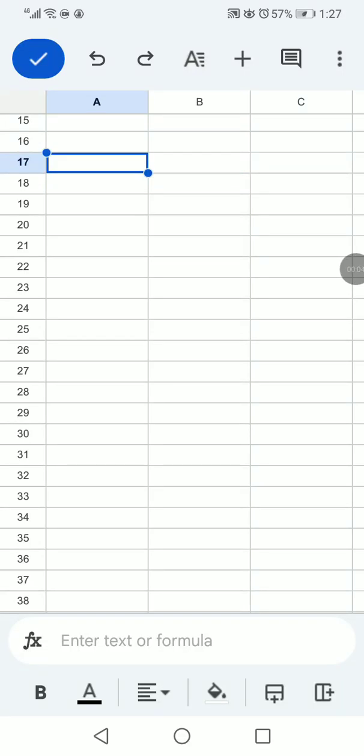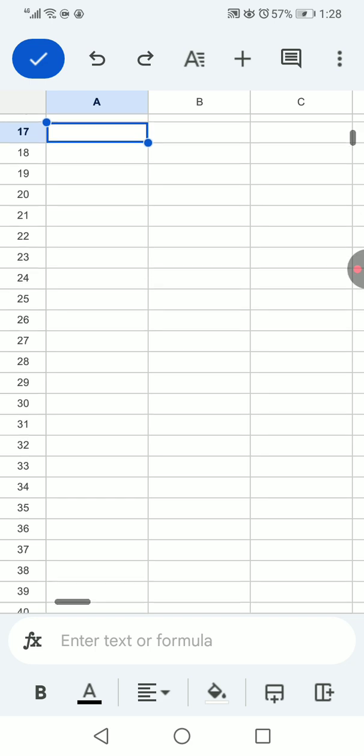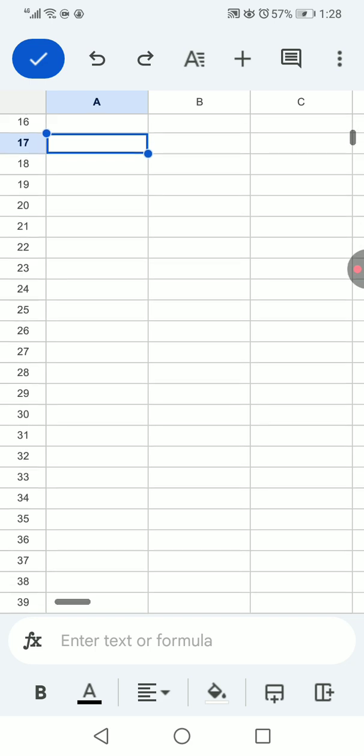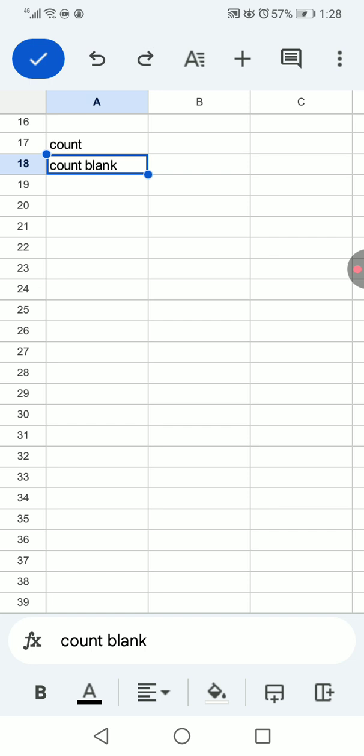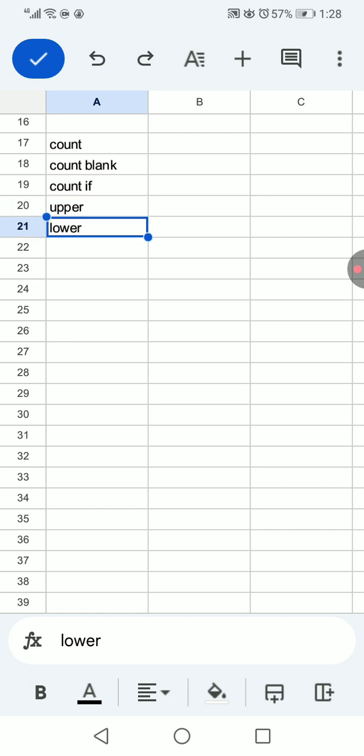Today's target is to understand 5 different commands used in Excel. Without these commands, when you use Excel manually, a lot of time would be wasted. So instead of doing that work manually, we will use these commands to save our time. First is count, then we will see count blank, and then count if, upper, and then lower. These 5 commands we will be using in Excel.